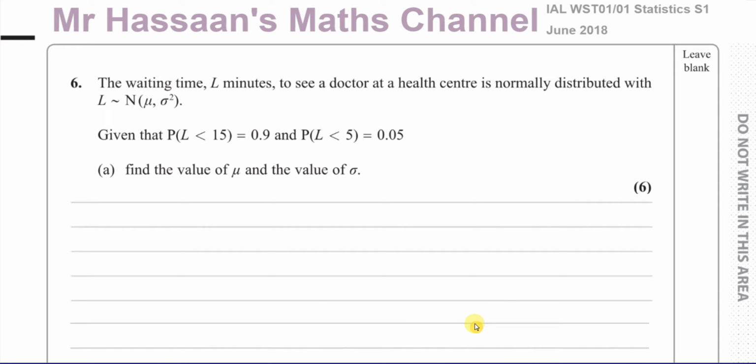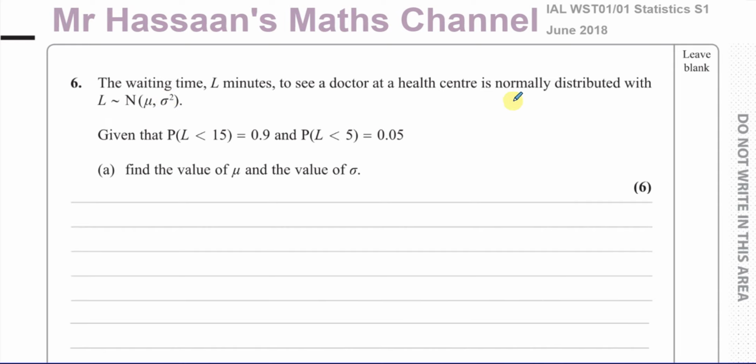And this question here is about normal distribution. Now here we have a situation where we're told that the waiting times, L minutes, to see a doctor at a health center are normally distributed, with a mean of mu and a variance of sigma squared.